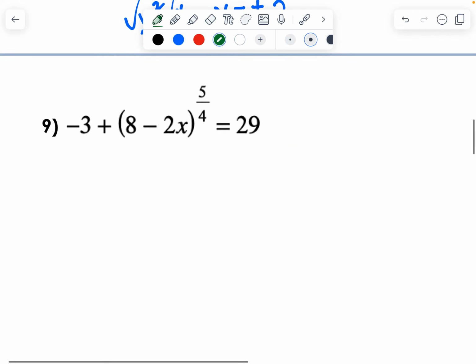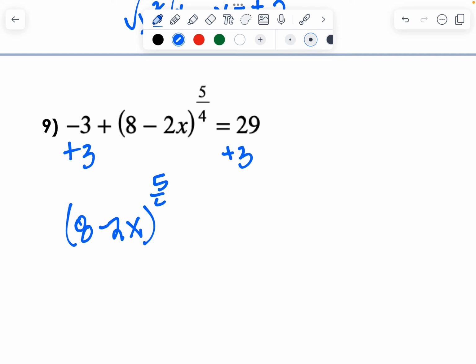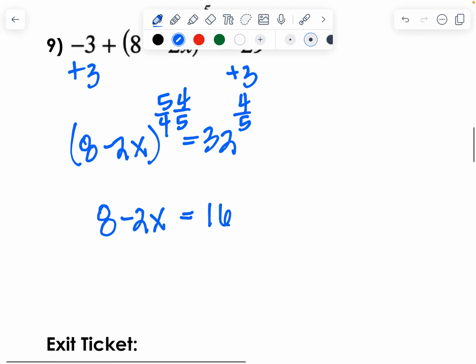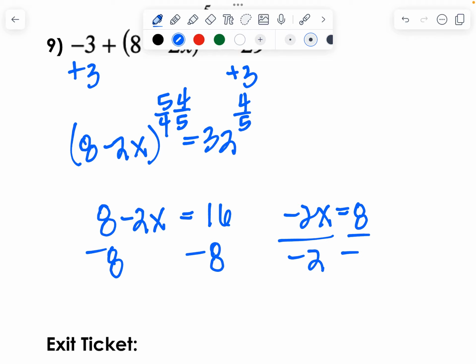All right, now over here, you might have guessed that we should add that 3. So we'll have 8 minus 2x raised to the 5/4 is equal to 32. Now we'll use that scale again. We'll flip that exponent and say 4/5 on both sides. So now we'll have 8 minus 2x equals 16. When I subtract that 8 to move it over, I'll have negative 2x equals 8. And when I divide by negative 2, x will be negative 4.